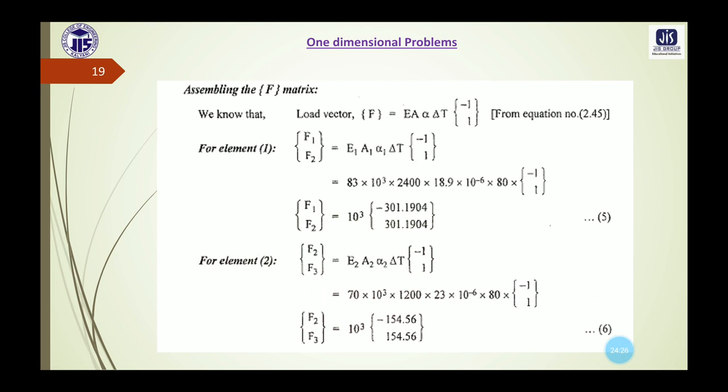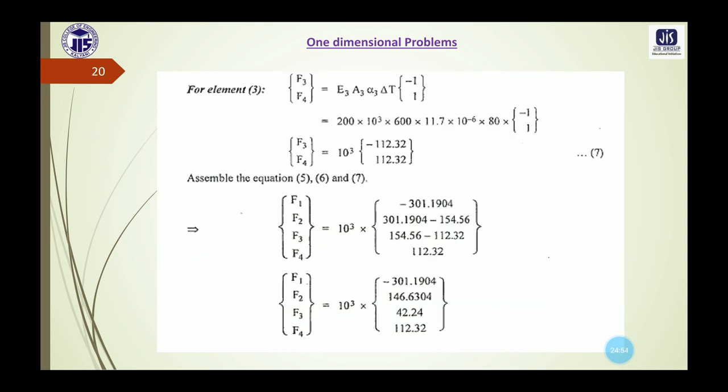Next, for element 2, we can write a similar kind of equation for the load vector. After putting all the values of Young's modulus, area, and the coefficient of thermal expansion, that is alpha 2, and the temperature delta T, we get equation number 6. Next, for element 3, we can write a similar equation, which we get as equation number 7.